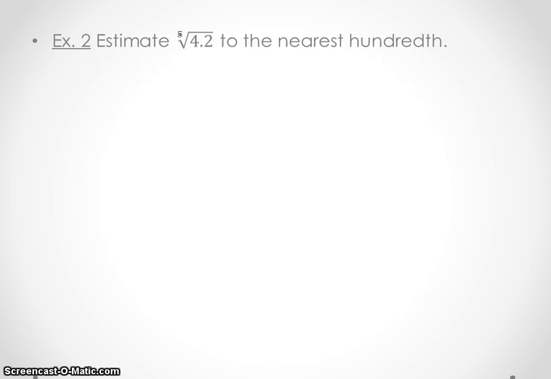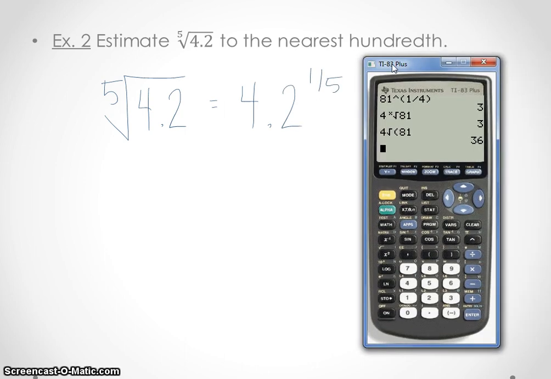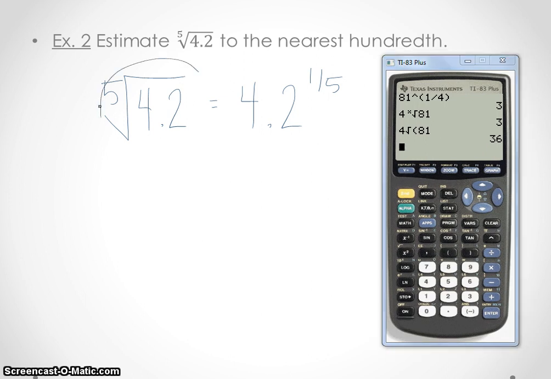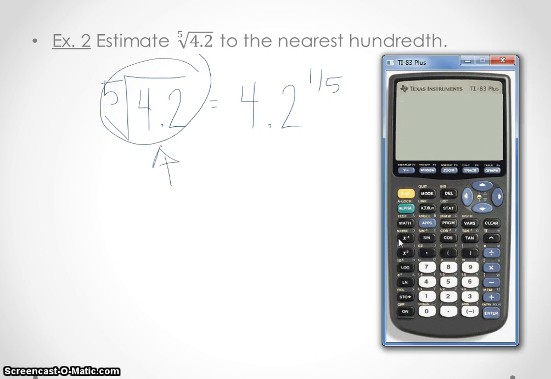Alrighty, estimate the fifth root of 4.2 to the nearest hundredth. So it's going to give us a decimal here. So let's do the fifth root of 4.2. I'm going to go ahead and write it as 4.2 to the 1/5 power. It's the same thing. And now, since we just learned this way of entering it into our calculator, let's do it that way. Okay? Could you do it this way? Sure. But I'm going to do it the new way.